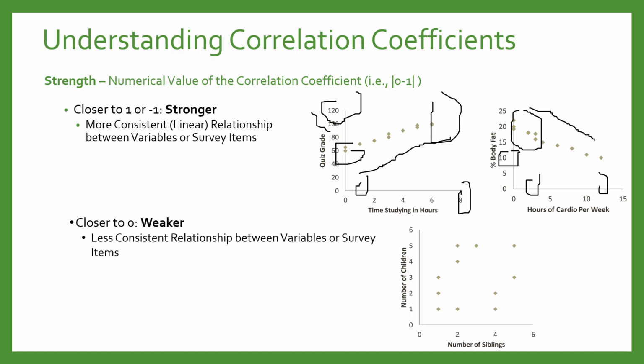That's kind of the boundaries of a correlation coefficient. But closer to 0 means weaker. It means less consistent relationship between the variables. So if you look here, those that have a lot of siblings, right? Some have a few siblings, some have many siblings. There's not really a clear pattern there. There's not a clear upward or downward trend. It's just kind of spread out everywhere.